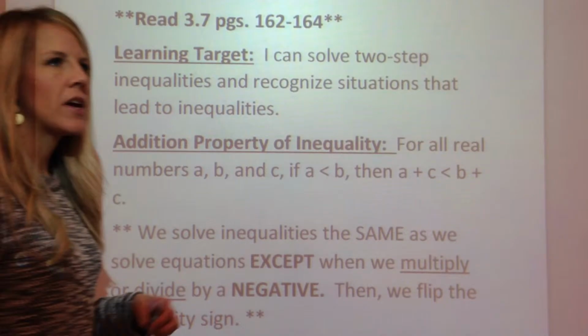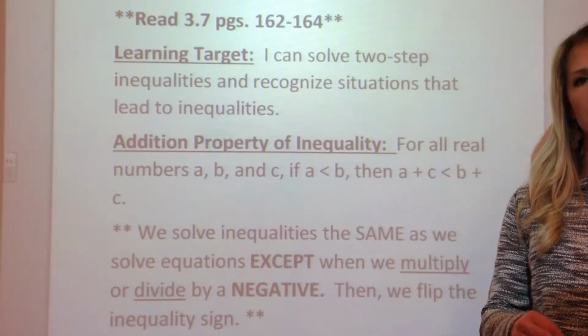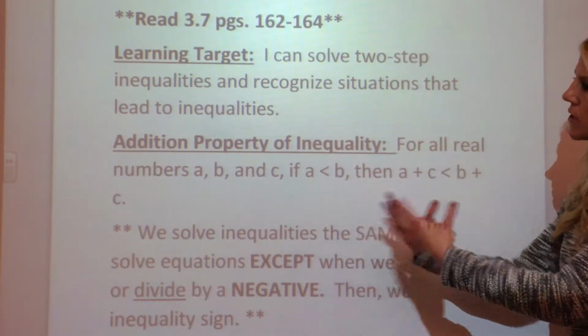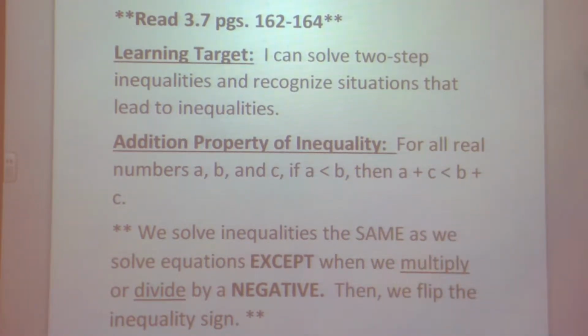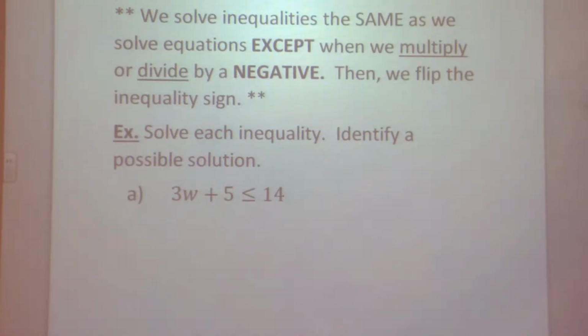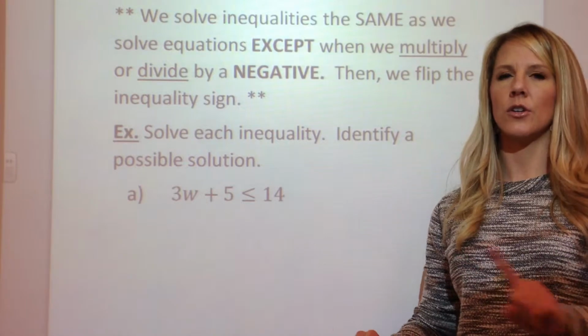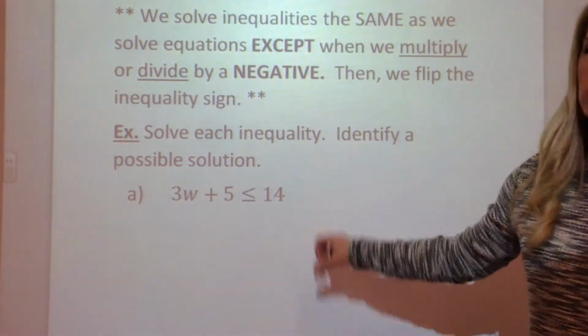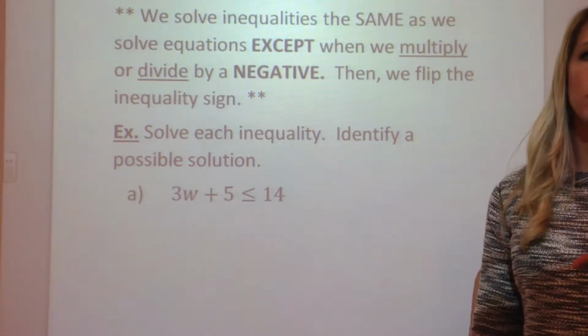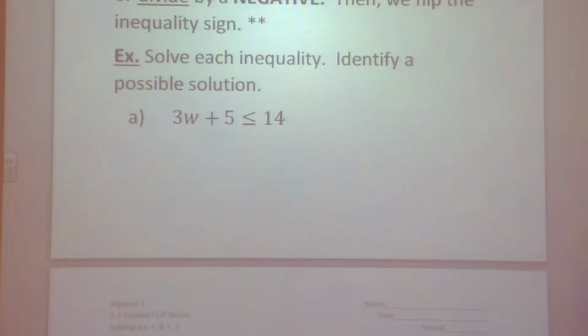Keep in mind, basically the same rules or properties that apply to solving equations apply to solving inequalities. So if I add something to the left side, I must do it to the right. Anything we do to the left side, we must also do to the right. But be careful, because when we solve inequalities, the one difference, and it's a huge difference, is when we multiply or divide by a negative, we must flip that inequality sign. We saw this in 3.6.